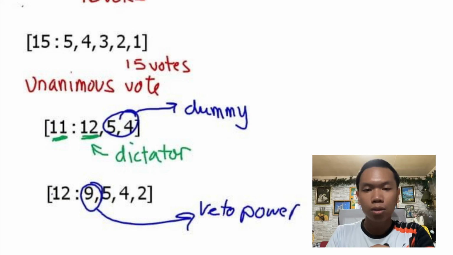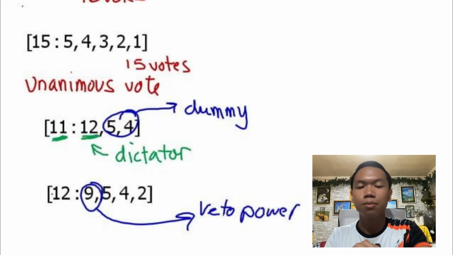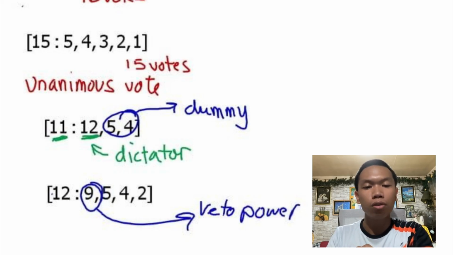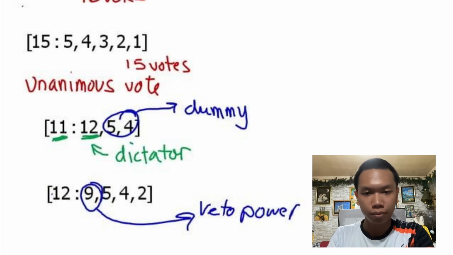And lastly, 12, 9, 5, 4, 2. Player 1 has veto power, so he is the veto player. Without player 1's 9 votes, the remaining players only have 11 votes, which is less than the quota of 12, so no winning coalition can happen without player 1.